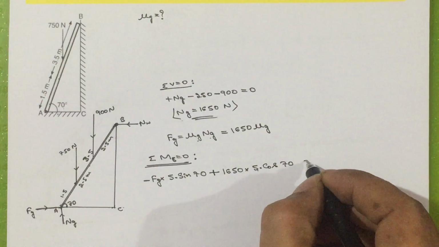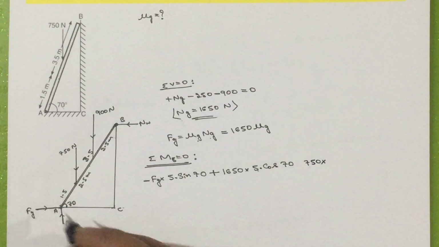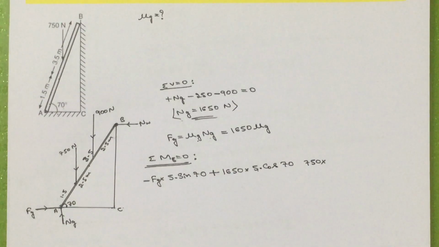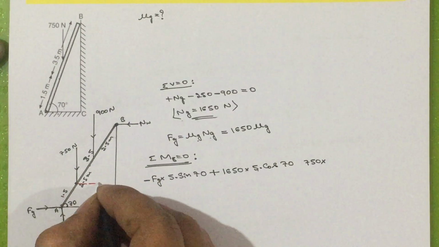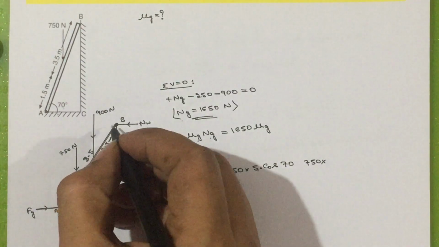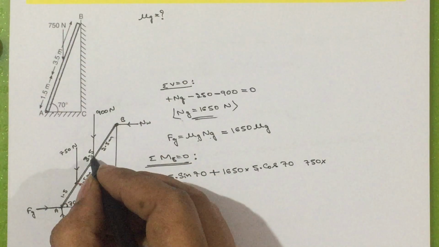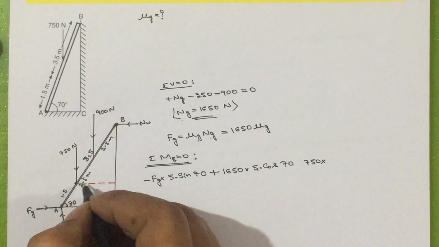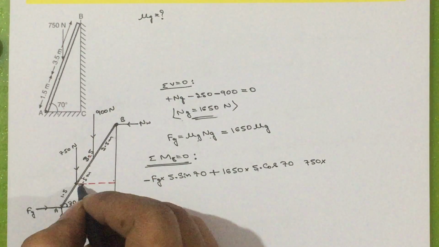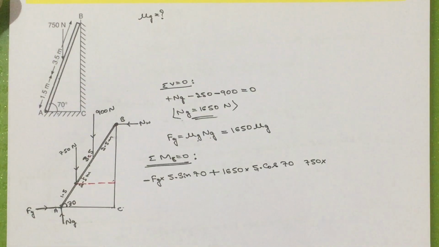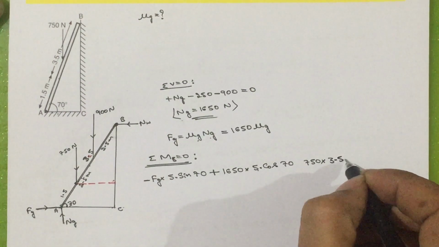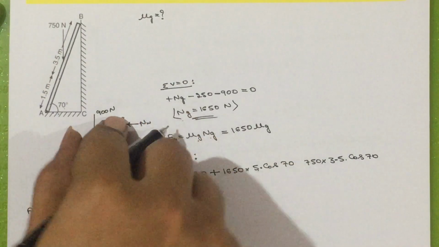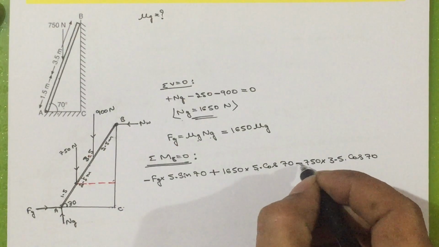Then 750 Newton into the perpendicular distance between this 750 and the B point. What is the length from here to here? 3.5. What is the angle here? Same as 70. So L is known, theta is known, therefore the horizontal component is 3.5 into cos 70. With respect to the B point, it is rotating anti-clockwise, so minus.